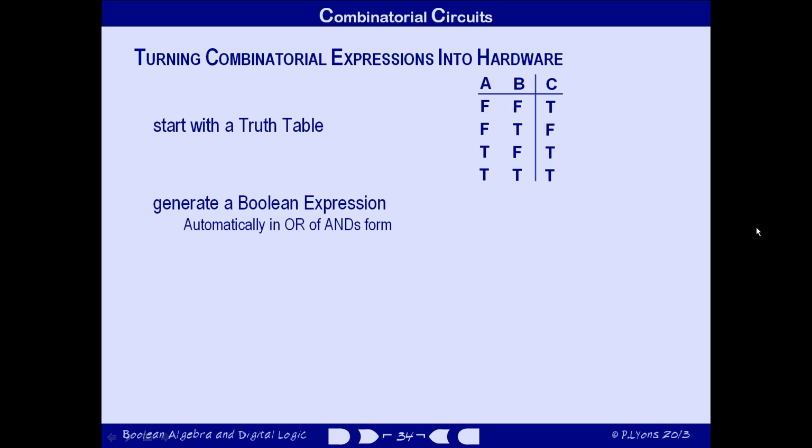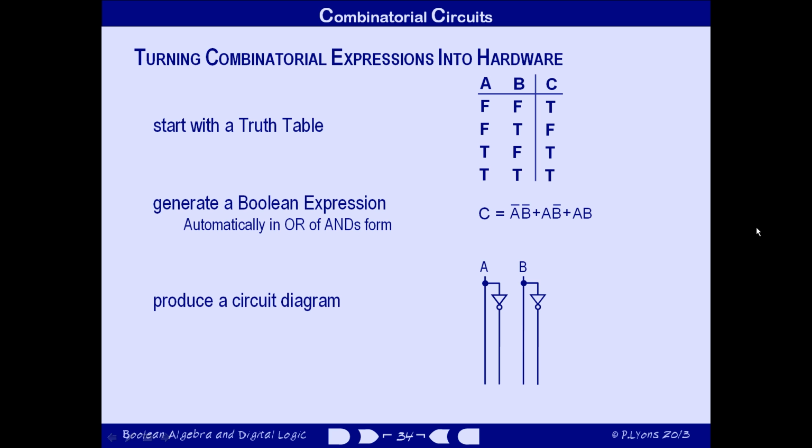Each such input combination produces a term in the resulting expression, and since any one of the input combinations we've identified is enough on its own to make the output true, those terms are combined with OR operators. In this case, if A is false and B is false, or if A is true and B is false, or if A is true and B is true, then the output should be true. Having done that, we turn the Boolean expression into a circuit diagram.